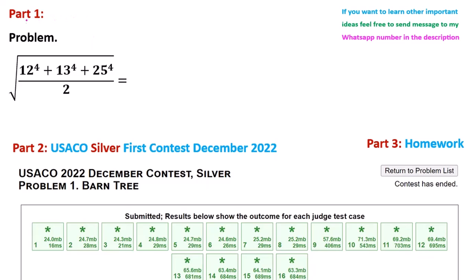In the first part of this video, we will solve this calculation problem with a square root. In part 2, we will solve the first problem of the USACO Silver division, first contest, December 2022, and we will consider ideas that are also useful for 2023, 2024, and so on. And in part 3, I leave homework.